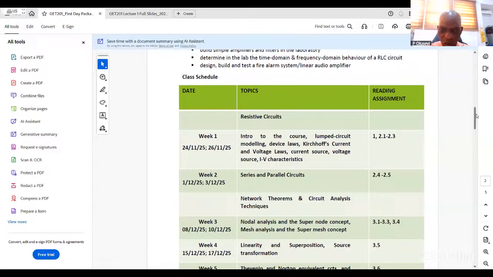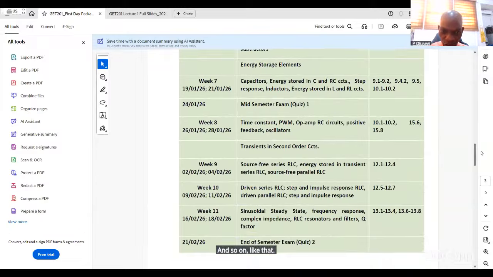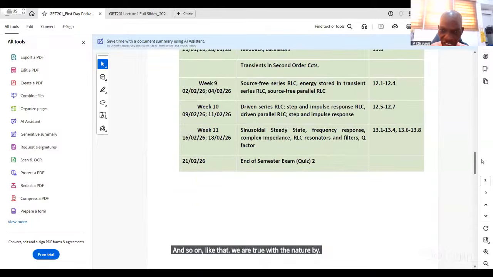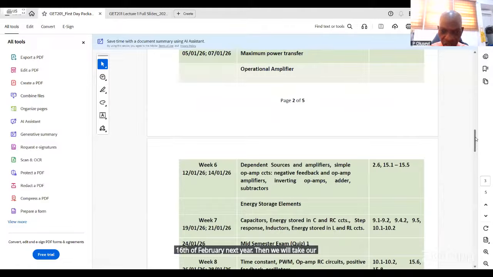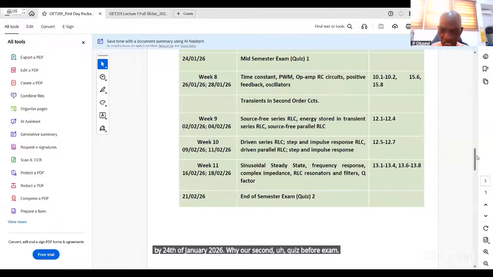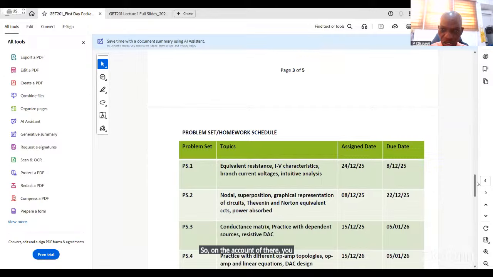And as from the material I gave to your class rep, that is week one, in week two we will look at series and parallel circuits, and so on, till we are through with the lecture by 16th of February next year. And then we will take our first quiz by 24th of January 2026, while our second quiz, before exams begin, will be taken on 21st of February 2026.